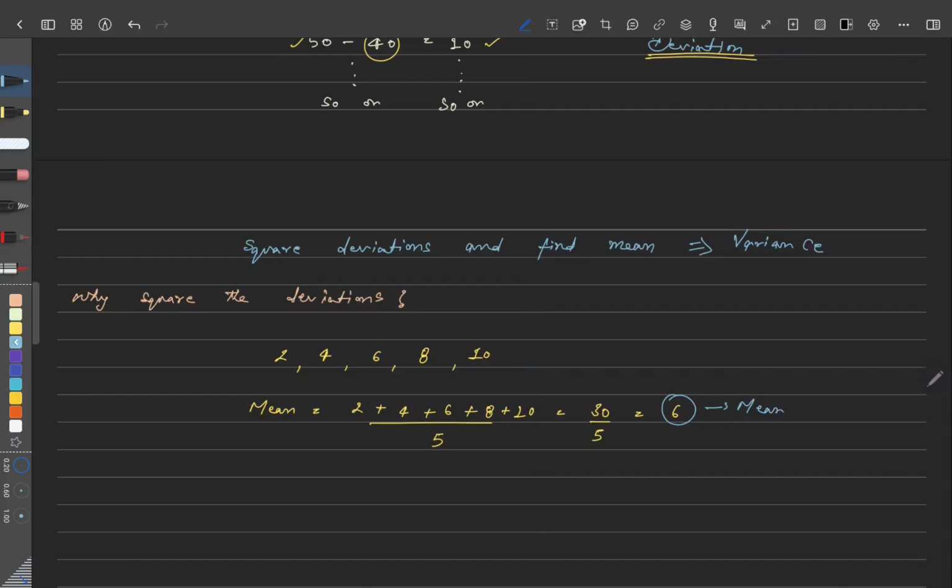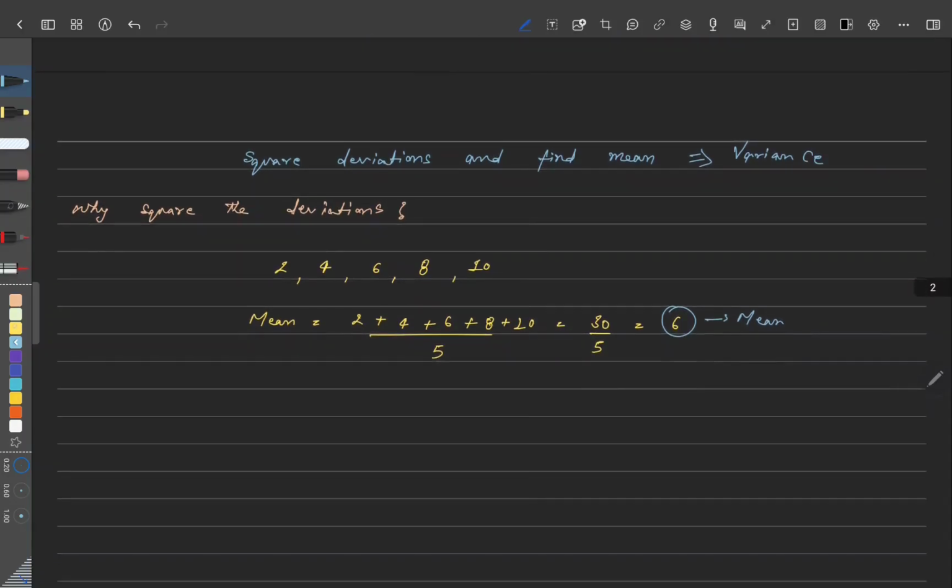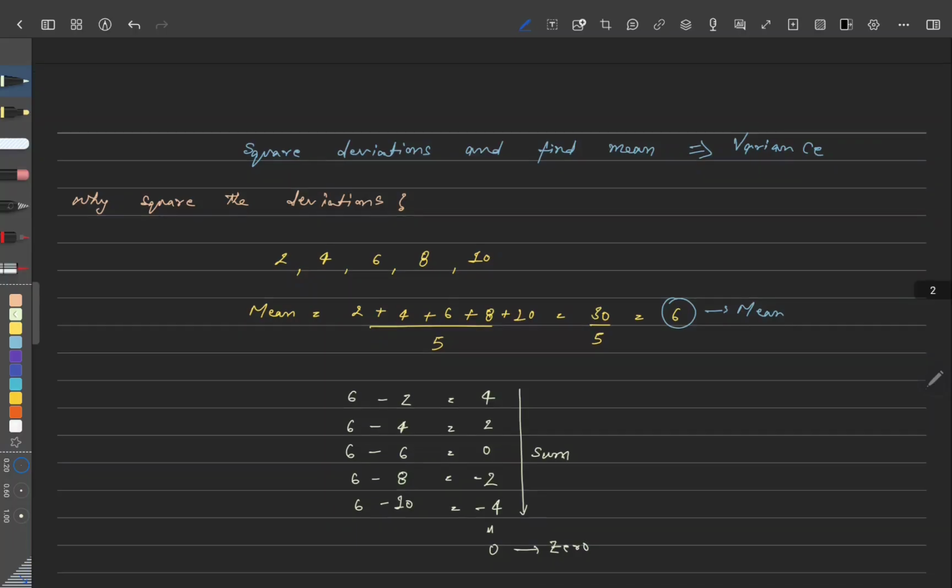Now let us find the deviations from the mean. So we'll have 6 minus 2, 6 minus 4, then minus 2, then minus 4. Okay, and if we sum these deviations, we'll simply get 0.